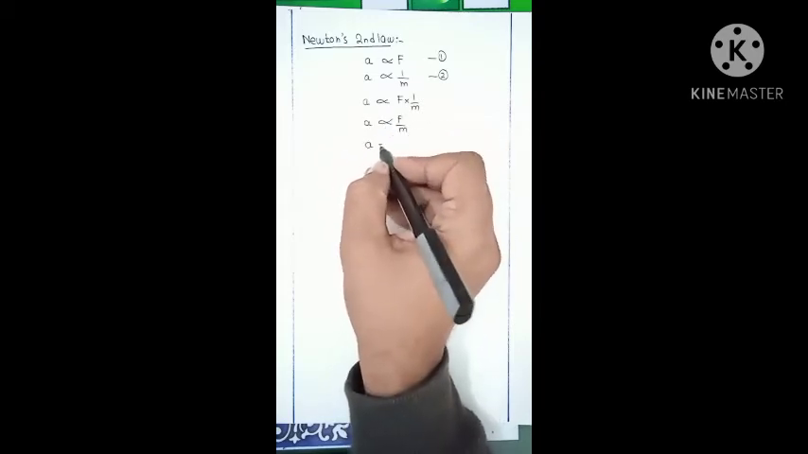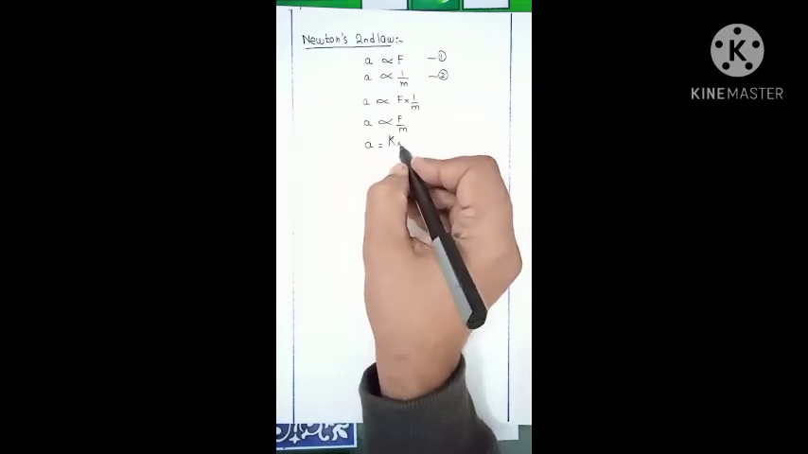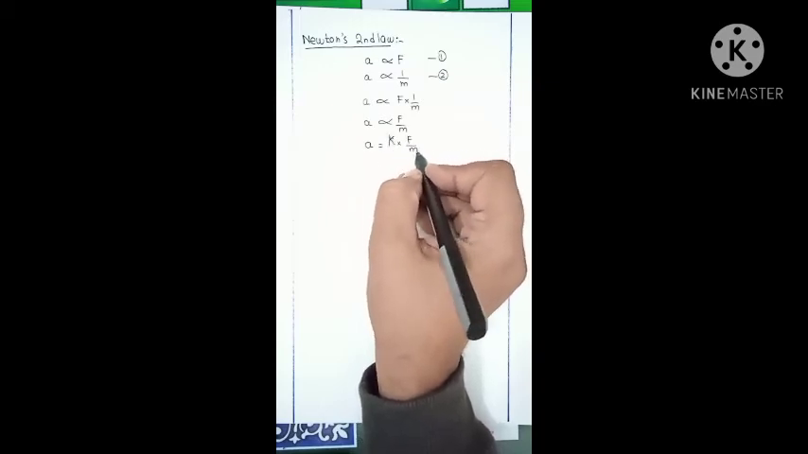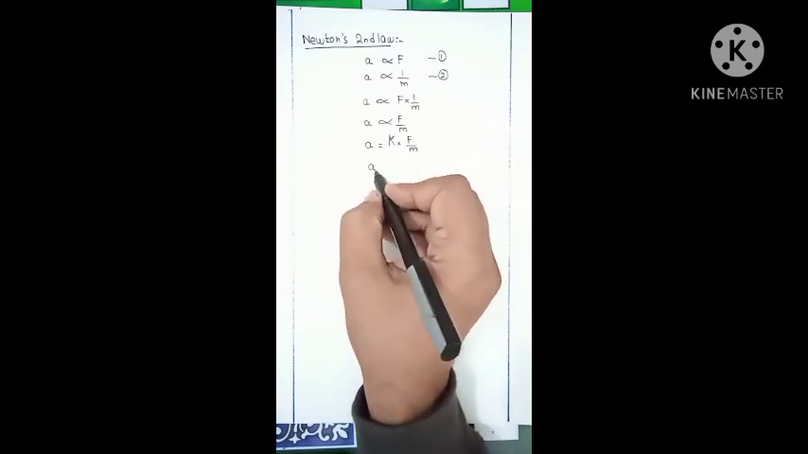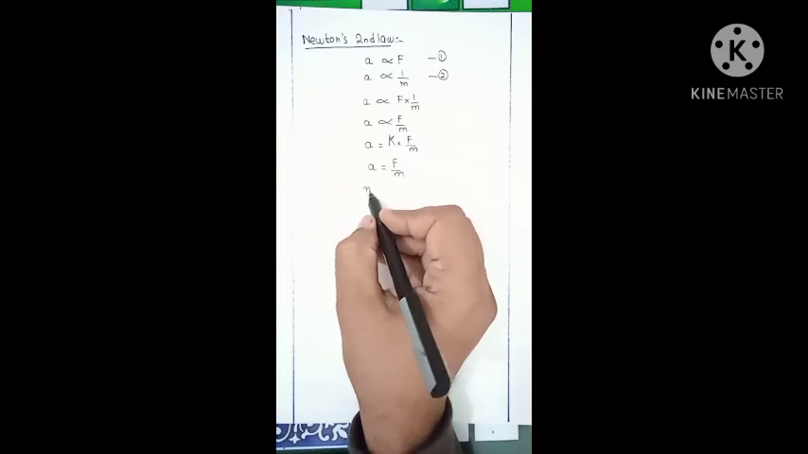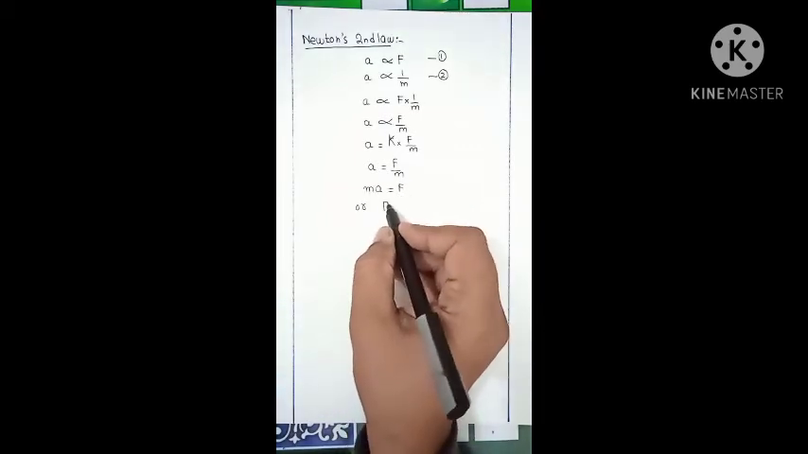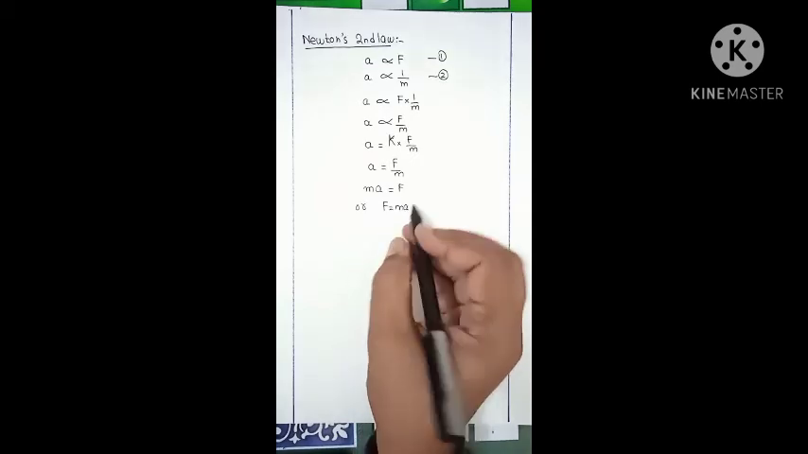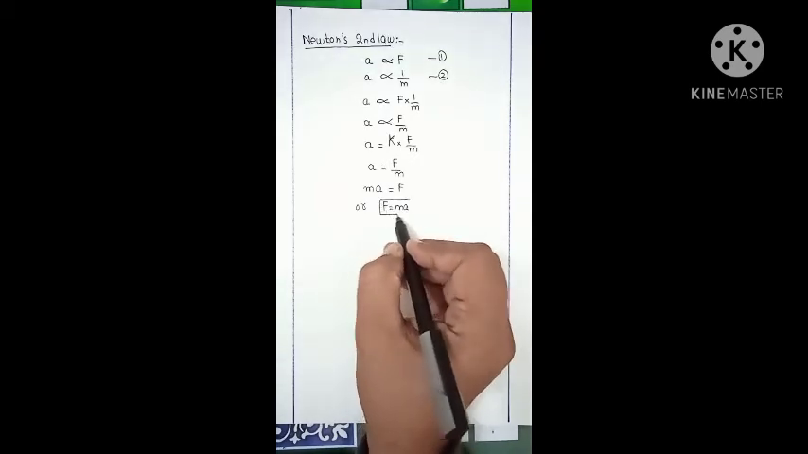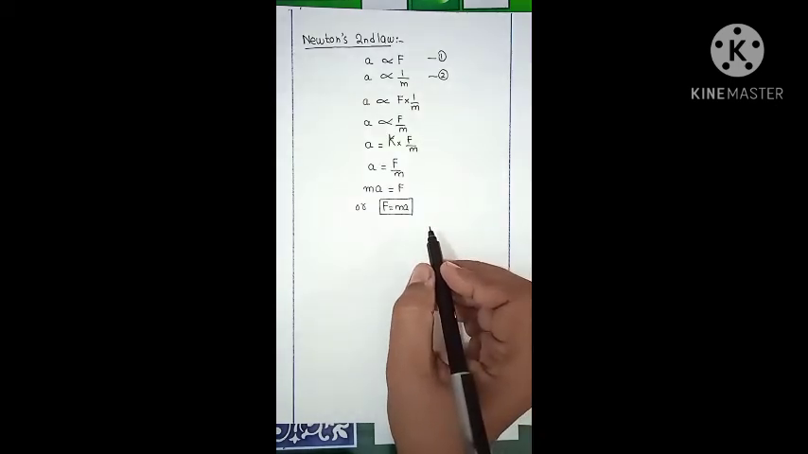When we bring in the constant, dear students, a is equal to a constant, represented by k, multiplied by F over m. For simplicity, the constant is equal to 1, so a is equal to F over m. Cross multiplying m, ma is equal to F, or F is equal to ma. This is known as Newton's second law of motion. F is equal to ma.